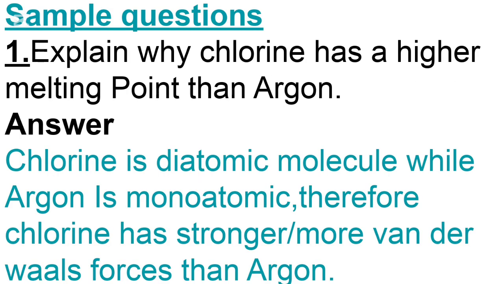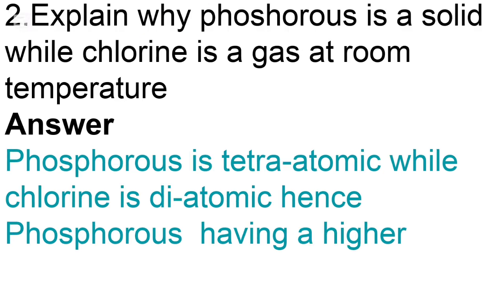Now let's look at some sample questions from this section. So the first one, explain why chlorine has a higher melting point than argon. So the answer for that question should be chlorine is diatomic molecule while argon is monoatomic. Therefore, chlorine has stronger or more van der Waals forces than argon. As simple as that.